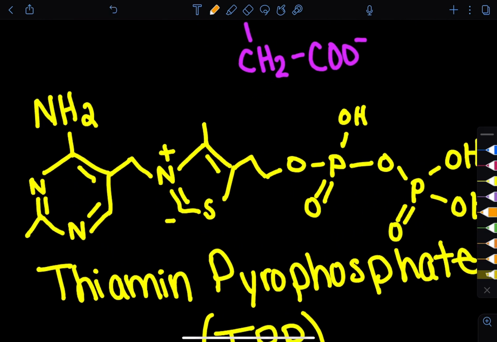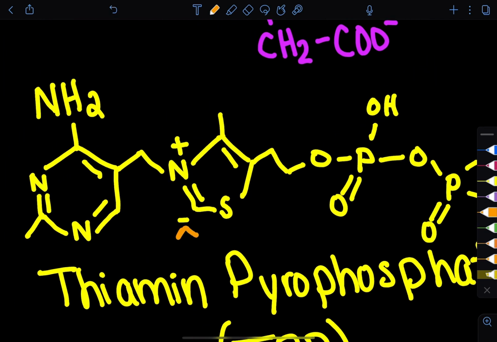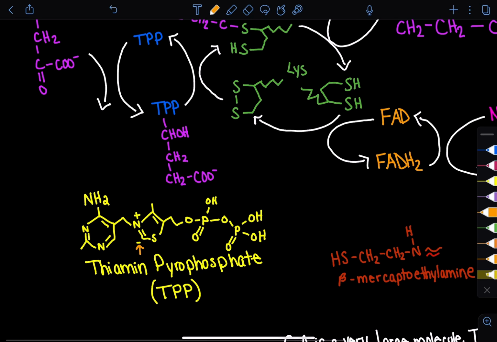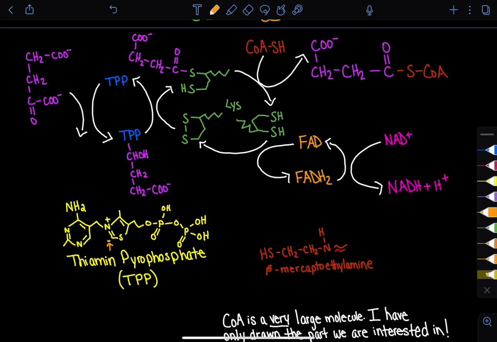We're interested over here at this negative charge. This negative charge is on a carbon, so we get a stable carbanion. This stable carbanion has the ability to act as a nucleophile and nucleophilically attack the carbon on alpha-ketoglutarate. So this right over here is the drawing for alpha-ketoglutarate. So it's going to nucleophilically attack this carbon over here. The stable carbanion nucleophilically attacks the carbon on alpha-ketoglutarate.